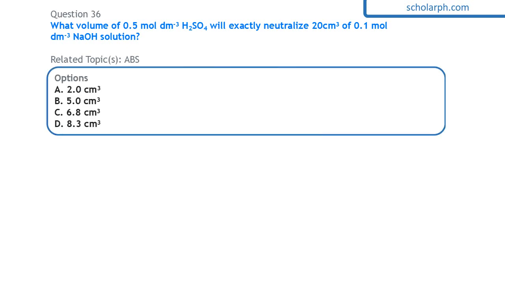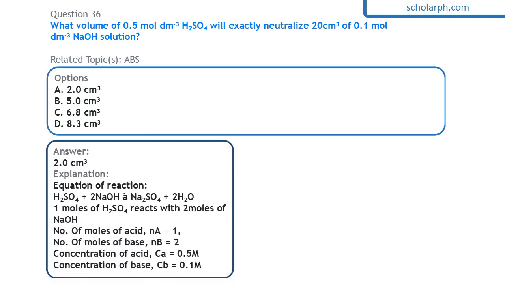Next, on acids, bases and salts. What volume of the 0.5 mole per dm cube sulfuric acid will exactly neutralize 20 cm cube of 0.1 mole per dm cube sodium hydroxide solution? That's caustic soda. So first, we are going to write the chemical equation of reaction. That is the sulfuric acid reacting with the sodium hydroxide to produce sodium sulfate and water. This is an acid-base reaction, giving a salt and water.